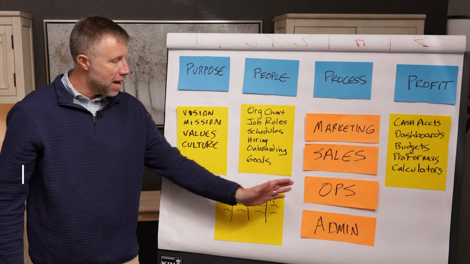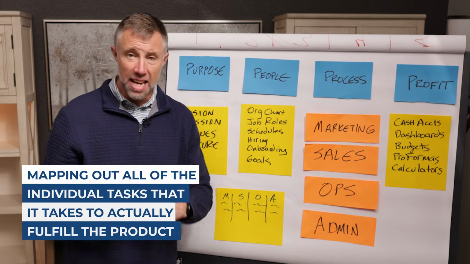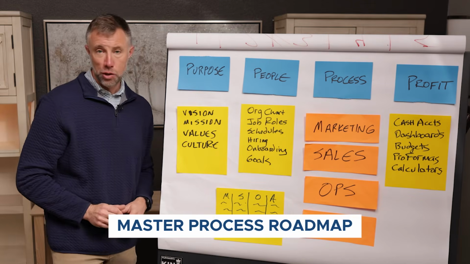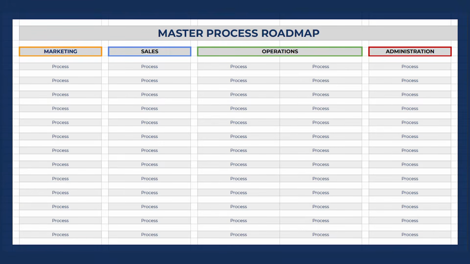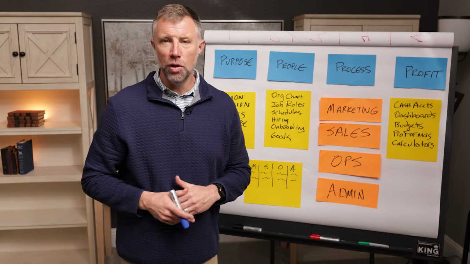This is where we start to map out all of the individual tasks that it takes to actually fulfill the product. A simple way to do that: we have what we call a master process roadmap down here. Take all these, MSOA, marketing, sales, ops, and admin, put it into horizontal form, and start to map out every process that currently exists in your business. I want to encourage you that you can do that right now. You have the capability to be able to do that right now.